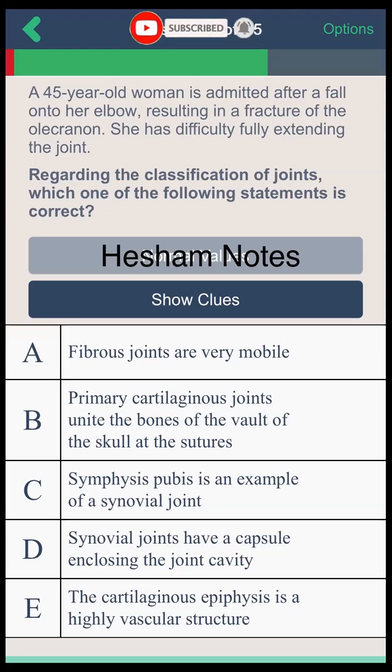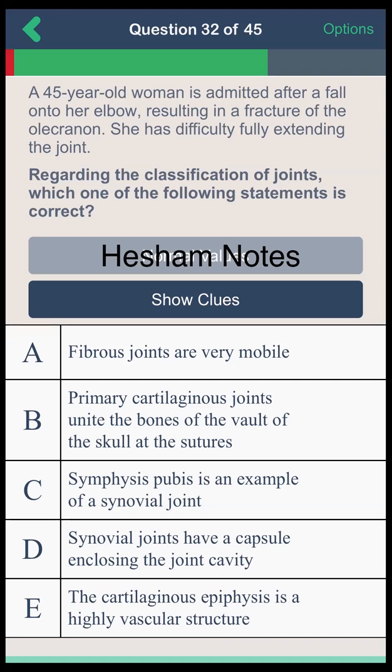A 45-year-old woman is admitted after a fall onto her elbow, resulting in a fracture of the olecranon. She has difficulty fully extending the joint. Regarding the classification of joints, which one of the following statements is correct? A, fibrous joints are very mobile. This is not correct. Fibrous joints have no mobility. B, primary cartilaginous joints unite the bones of the vault of the skull at the sutures.